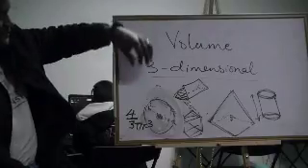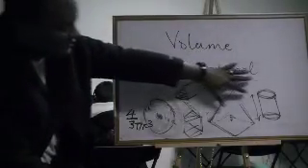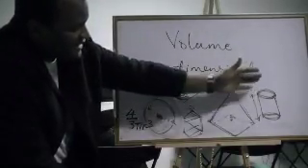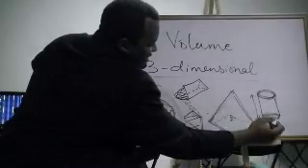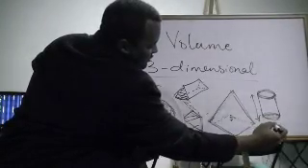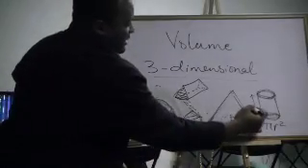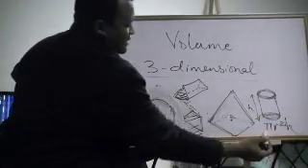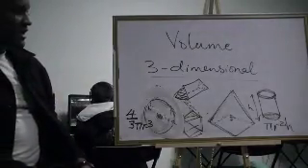Now, the volume of prisms, again, we classify this as a cylinder, but it's similar to a prism. So once we find the area of the base, which is a circle, so pi r squared is the area of the base. And then we multiply that by the height, hence pi r squared h. That's the volume.